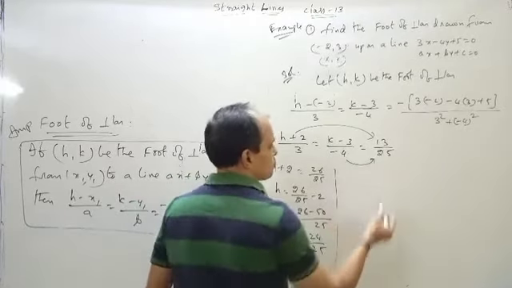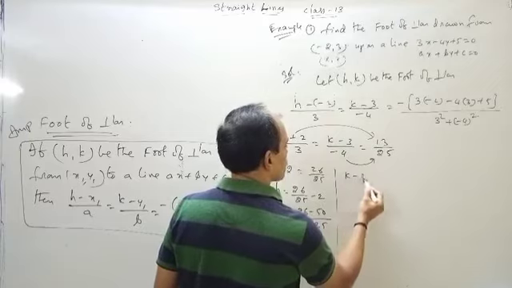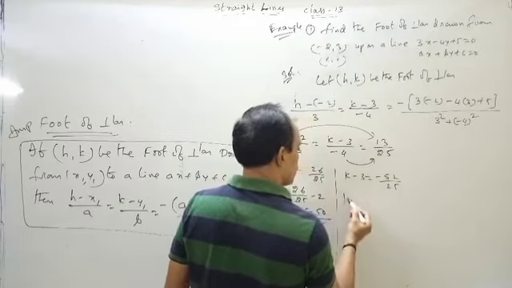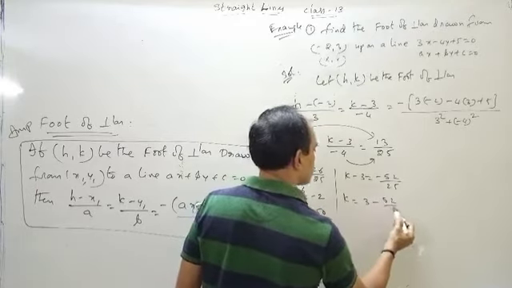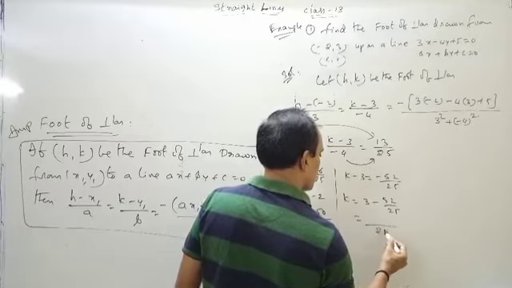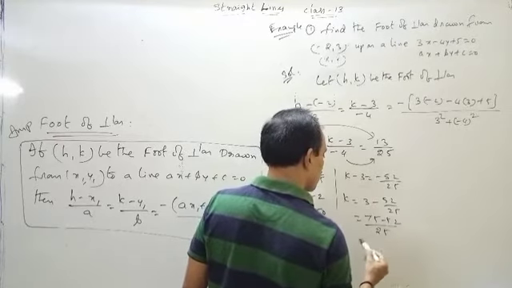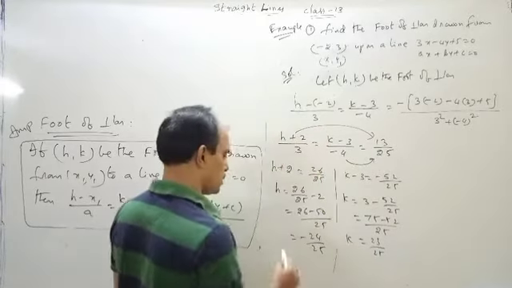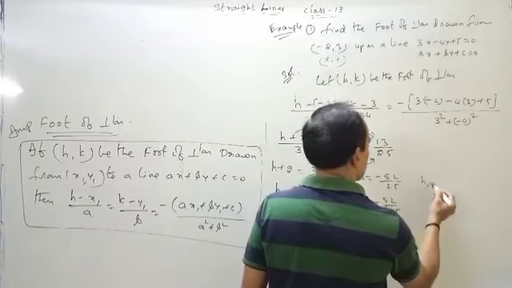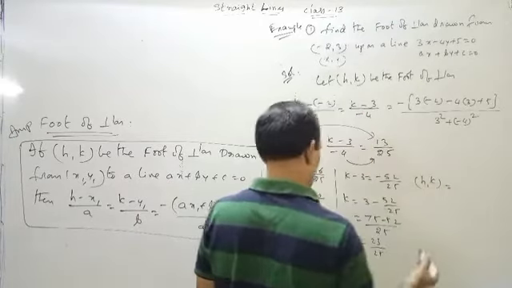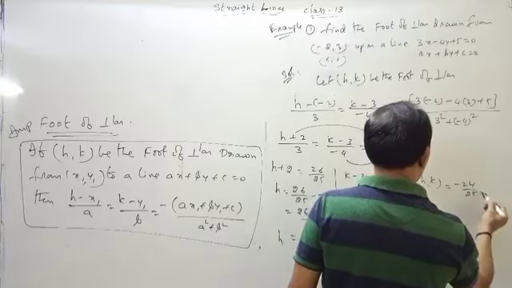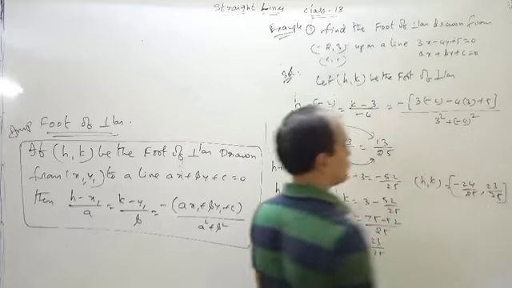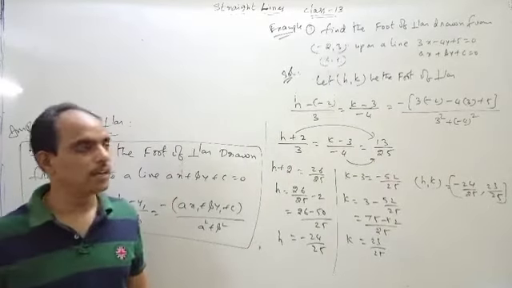And equate these two. What we get? K minus 3 is equal to minus 52 by 25. Now k is equal to 3 minus 52 by 25. That is 75 minus 52. That is 23 by 25. This is k and this one is h. Therefore h comma k is equal to minus 24 by 25 and 23 by 25. This is the formula. Okay?